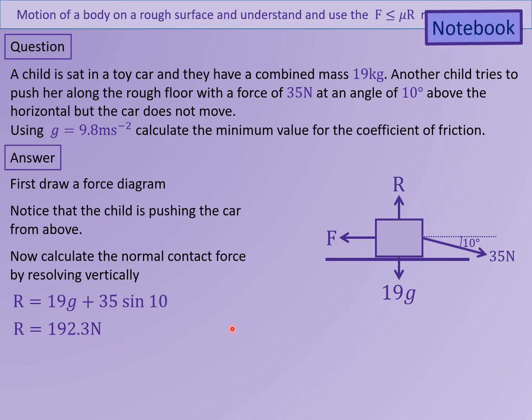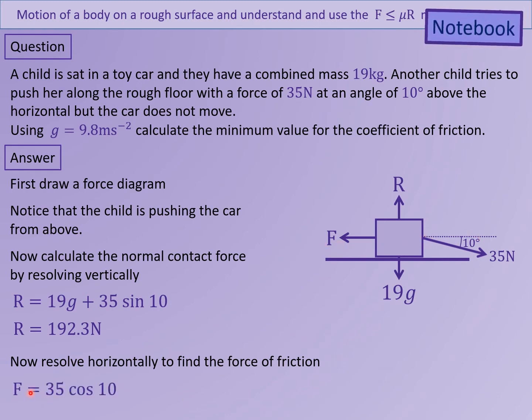We can also do exactly the same. It didn't matter which way around you did these, but we can do it horizontally as well. Because horizontally, we can see that all the forces pushing in this direction must be equal to all the forces pushing in that direction, because it's in equilibrium, it's not moving. So we've got 35 at 10 degrees, so 35 cos 10 must be equal to the frictional force pulling in that direction. So we've got F equals 35 cos 10, which of course equals, once you get your calculator, 34.47 newtons.